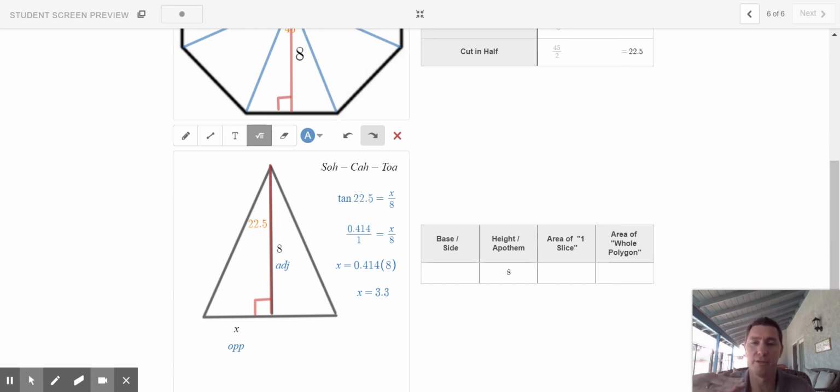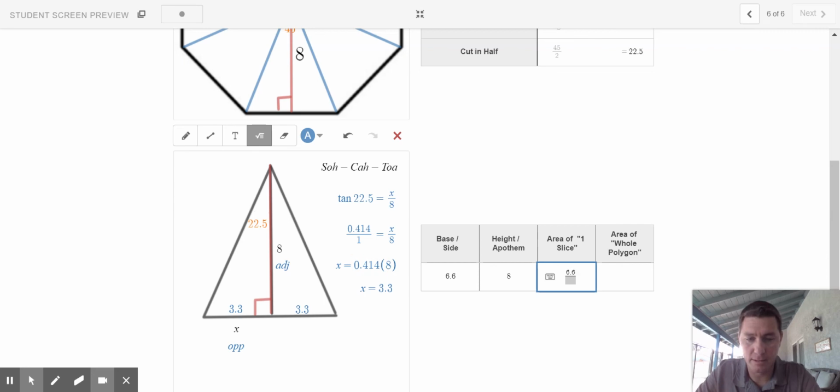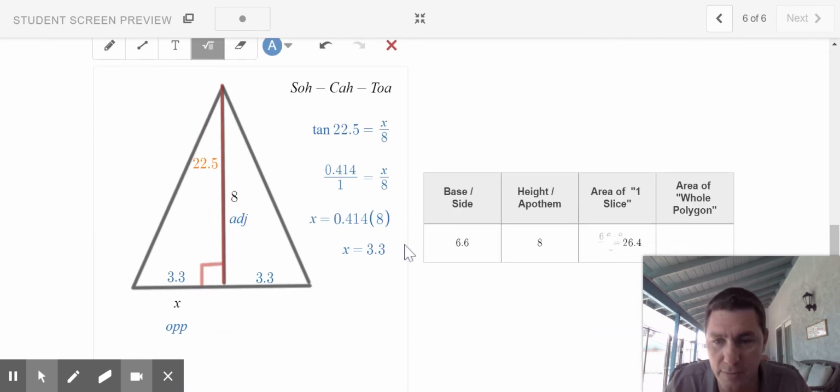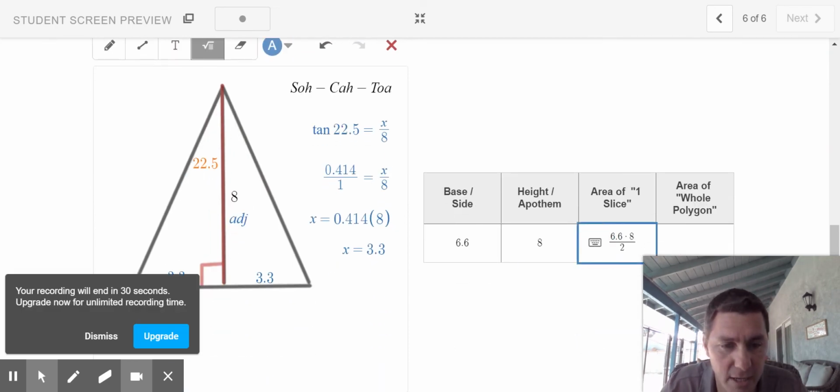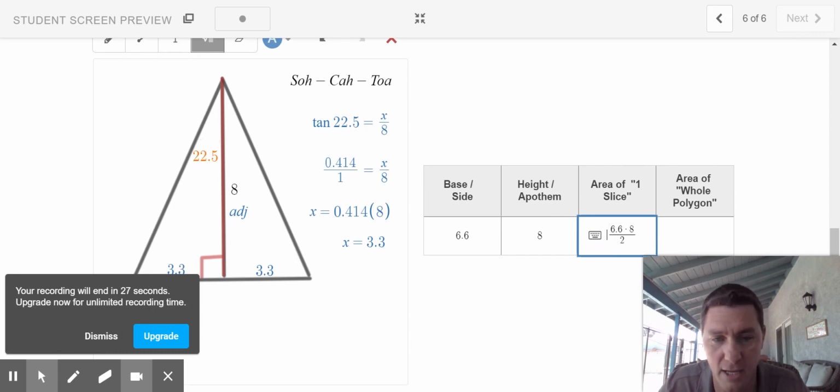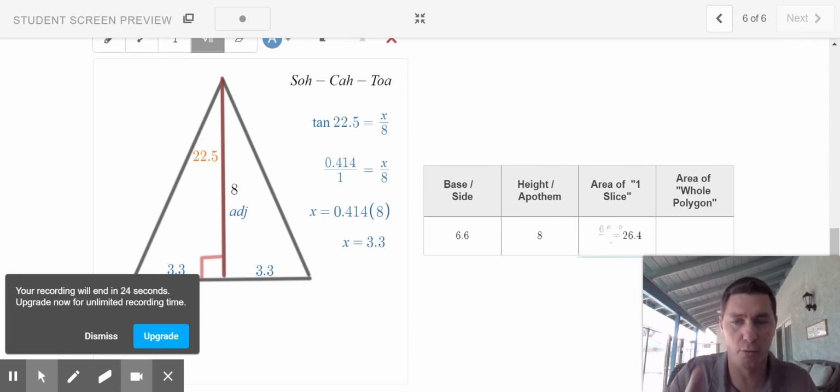All right, so now I've solved for this bottom part of my right triangle. So I know that x is 3.3, which means on the right side it's 3.3. And now we put everything together. So my base in total is 6.6. The apothem, or the height, is 8. And so the area of just one slice is base times height divided by 2, which is 26.4. Okay, 6.6 times 8 divided by 2. Base times height cut in half. So that gives me my total area for one slice.